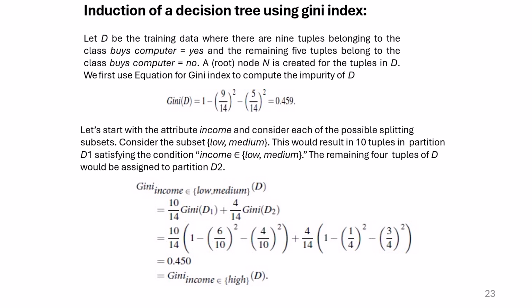Induction of a decision tree using Gini index. Let the dataset D be the training data where there are 9 tuples belonging to the class buys computer equals yes and the remaining 5 tuples belong to buys computer equals no. A root node N is created for the tuples in dataset D. The equation for Gini index to compute the impurity of the dataset is given. Gini of D equals 0.459. Then start with the attribute income and consider each of the possible splitting subsets.